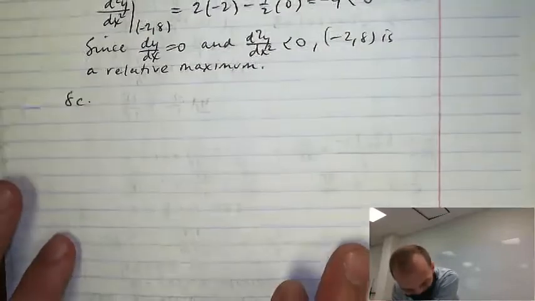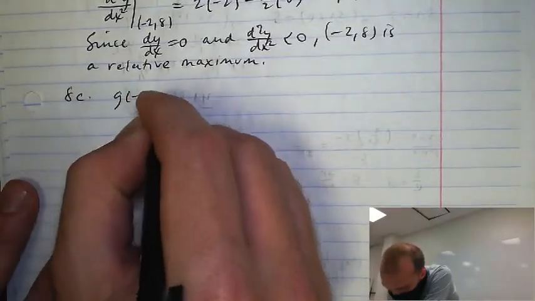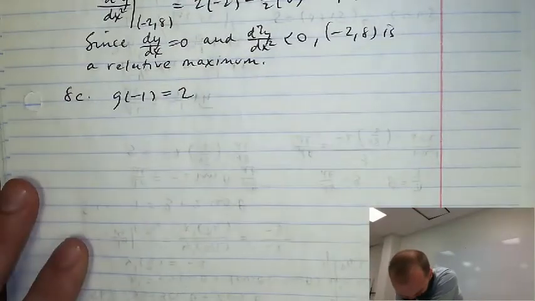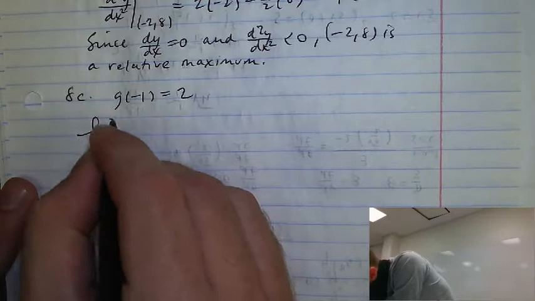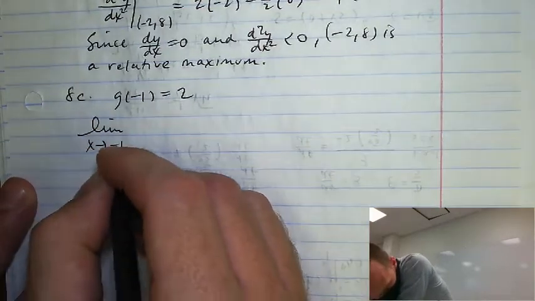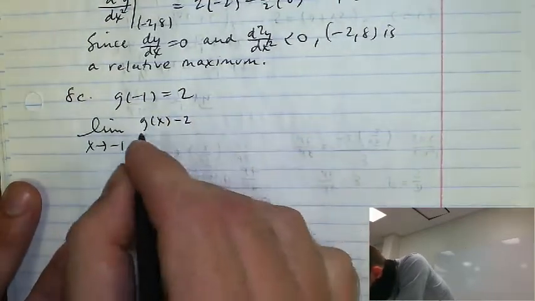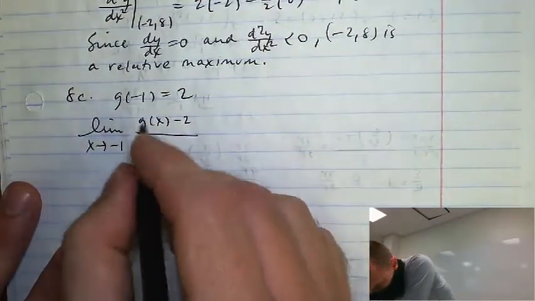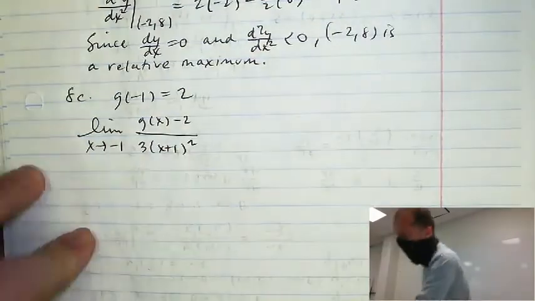All right, for part C, g is the particular solution with g of negative 1 equals 2. Find this limit. Show the work that leads to my answer. All right, well, the limit as x approaches negative 1 of g of x minus 2 over 3 times x plus 1 squared.